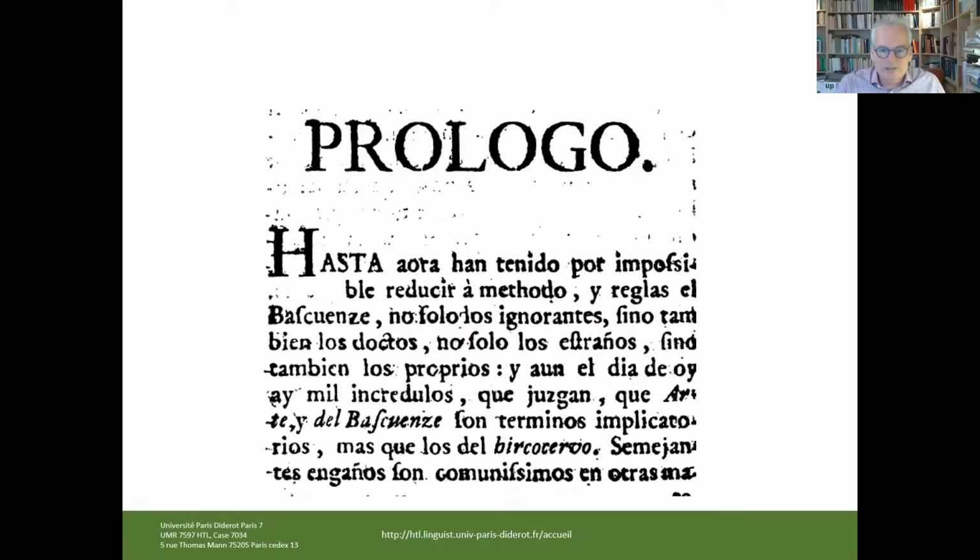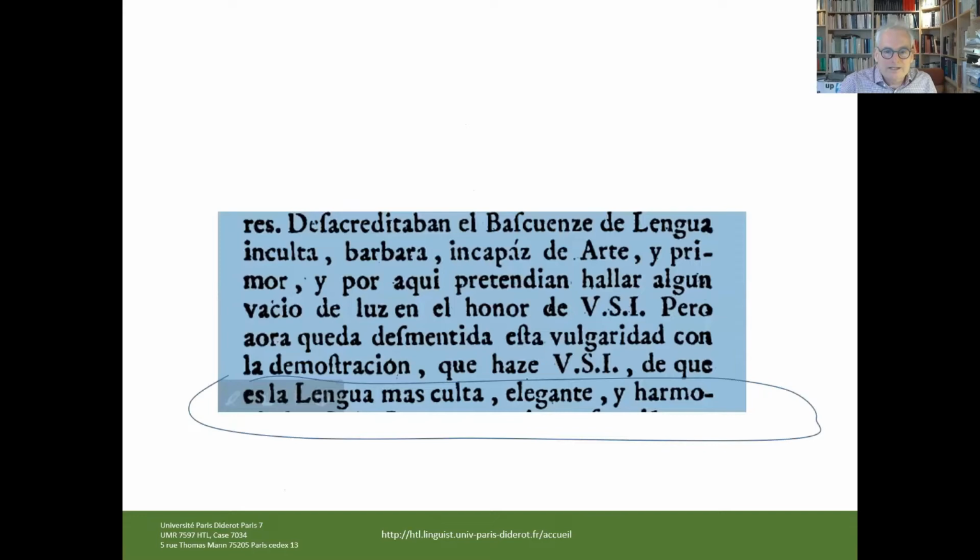So here you have one example. It's talk from this prologue from Vascuence. Hasta ahora han tenido por imposible, it was until today impossible to reduce it to método y reglas. There was no way to do that. It was impossible. It is so difficult you cannot find any rule in this language. But this author, he was also a native speaker of Basque. He was not ignorante, no, he was, yeah, even the doctors were actually struggling with this problem. And here you find, again, es la lengua más culta.